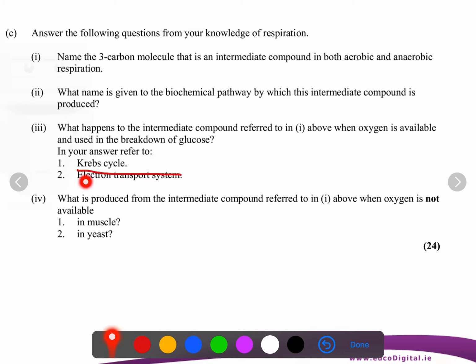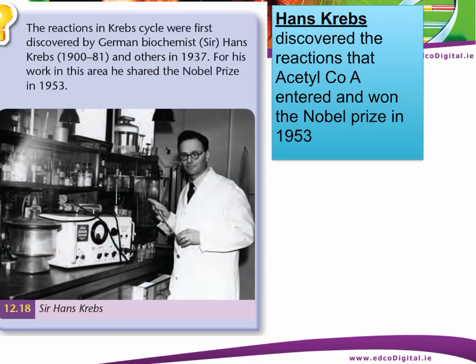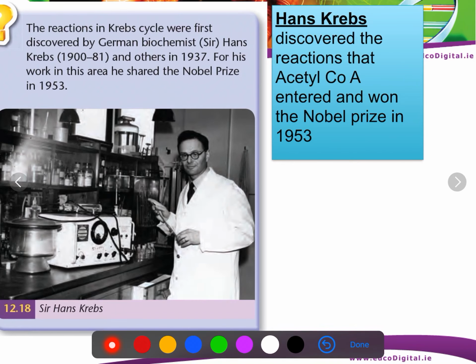And again, here's your question. The reason why I'm showing you this is because they repeat themselves over and over again. What is produced from the intermediate compound referred to in 1 above when oxygen is not available in muscle and yeast? Muscle, lactic acid; yeast, alcohol, and also carbon dioxide. Okay, so there's a quick overview of some of the questioning that you can be asked.